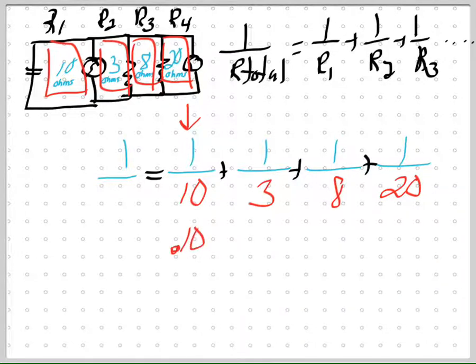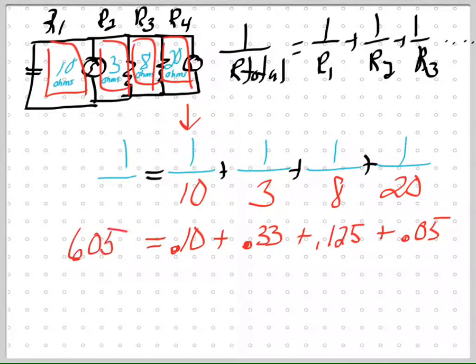0.10. All right, 1 divided by 3 is going to give me 0.33. This is all plus. 1 divided by 8 is going to give me 0.125. And 1 divided by 20 is going to give me 0.05. Now, if I was to total all these up, I would get 0.605. All right? Oops, there's my point. 0.605. Those of you who like that 0.605.